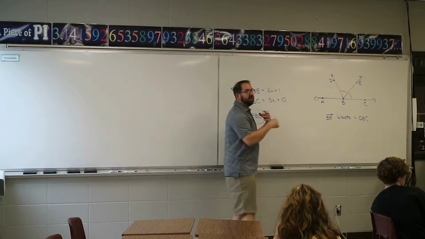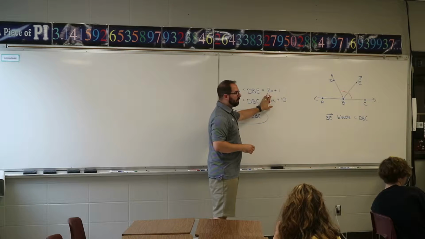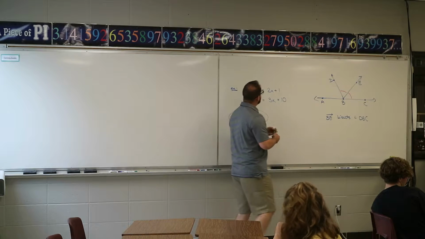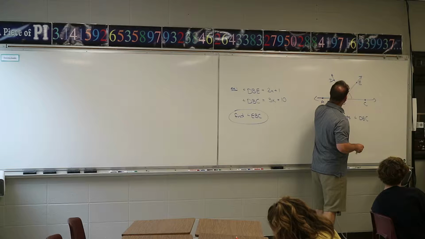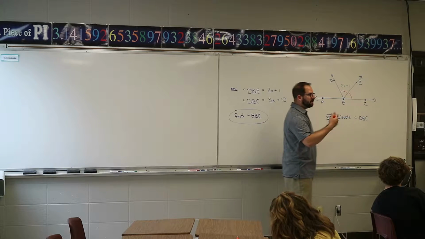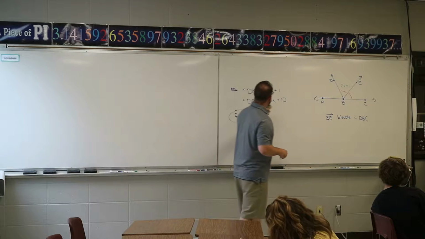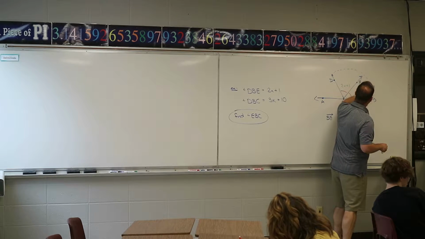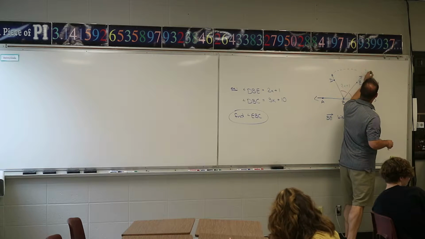Now that we've understood that from the directions, I'm going to go to the picture and label all the stuff they gave me. They're giving me DBE, that is 2x plus 1. D to B to E, that is this angle, 2x plus 1. Remember the 3-letter system, the B is where the vertex is. So DBE. DBC, this entire big angle, D to B to C, that is 3x plus 10.